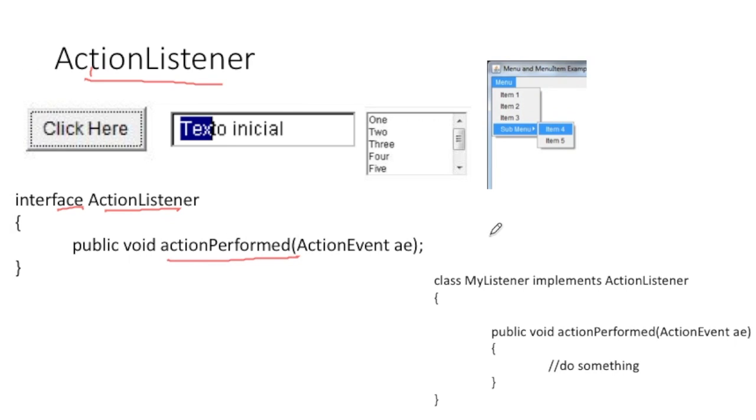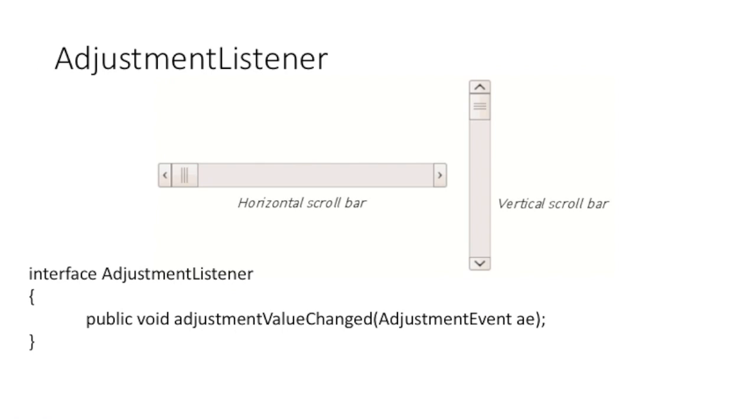Here is an example. I am defining a class, say MyListener, and that implements ActionListener. Once you say implements ActionListener, it becomes mandatory for you to override the method present in this interface. Similarly, for every listener, you must override all the methods available in the listener interface. Let us look at other interfaces.